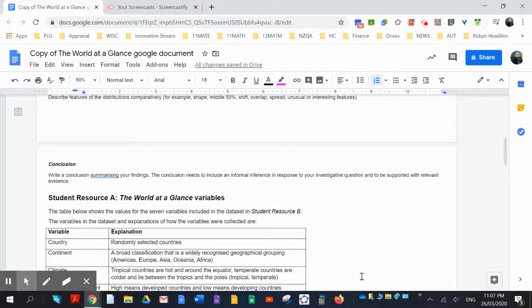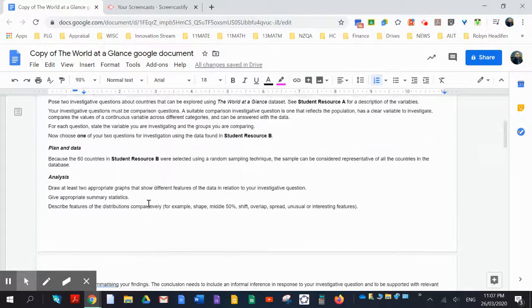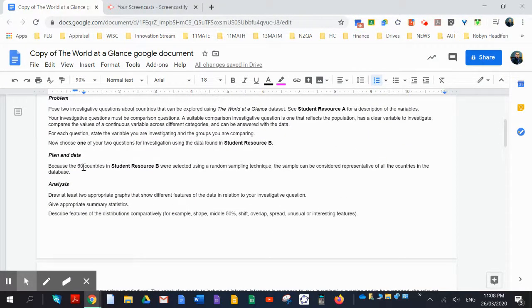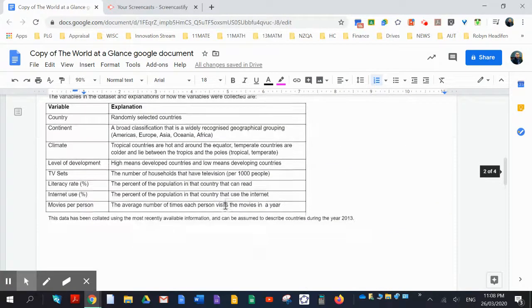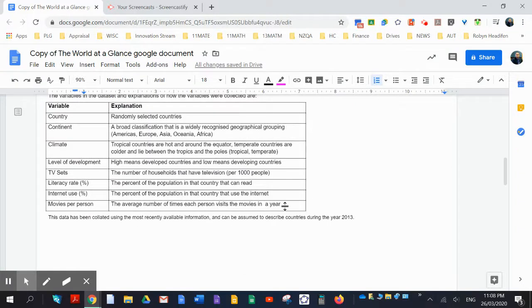So I hope you guys had a go at working on the World at a Glance Google Doc. As you can see in the plan, it says it's about 60 countries. Well, it's not about 60 countries. The sample is a random sampling technique, rather. 60 countries have been chosen randomly from the whole population of all countries from the database. And the database, this was done in 2013.